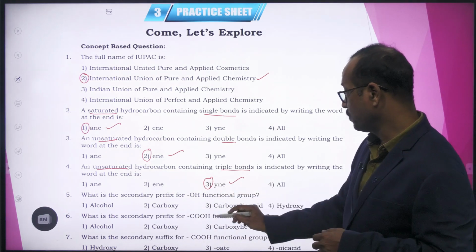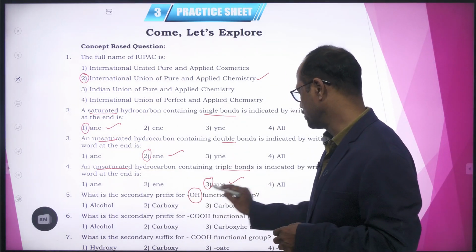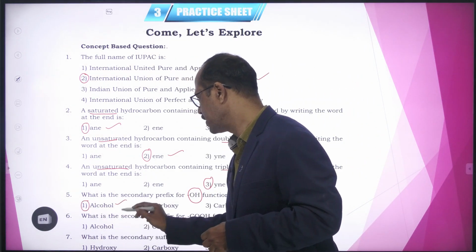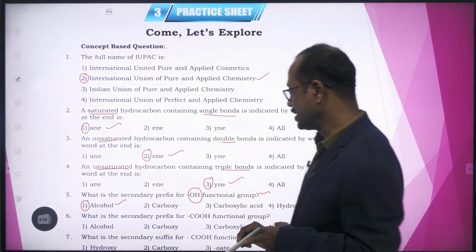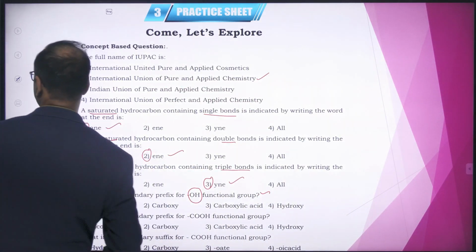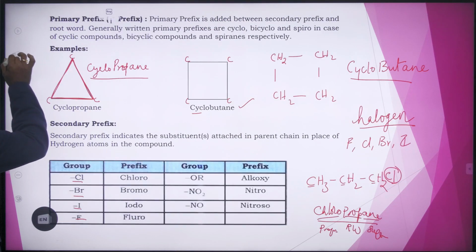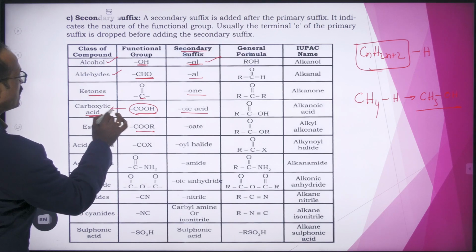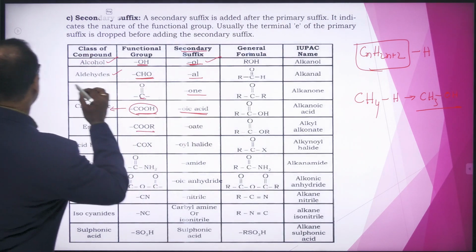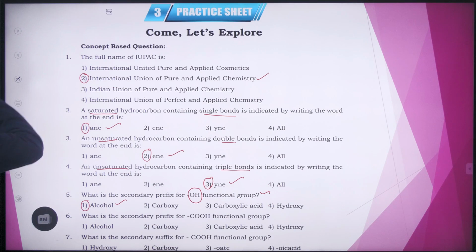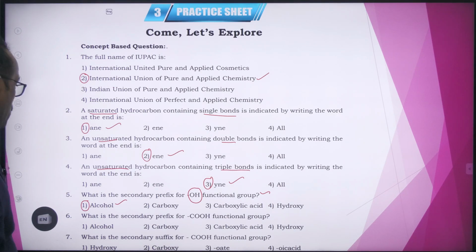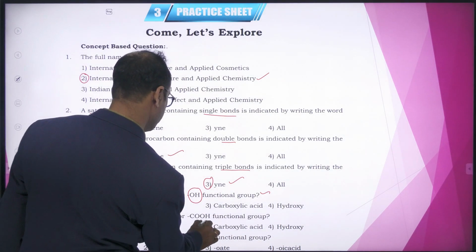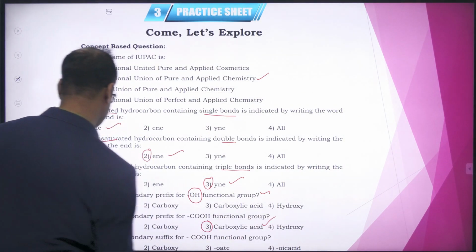What is the secondary name prefix of OH? Just now I gave an example. OH functional group, that is nothing but alcohol. Right? What is the secondary prefix for COOH? COOH is what? Carboxylic acid. Where is it? Here. COOH is called carboxylic acid. And with what? Oic acid, right? What is the second carboxylic acid? The option is 3.